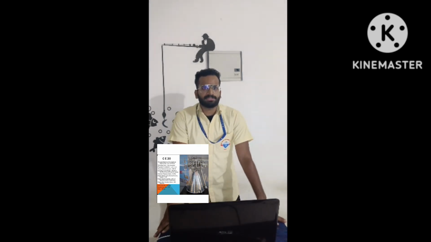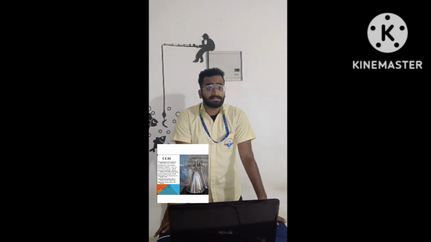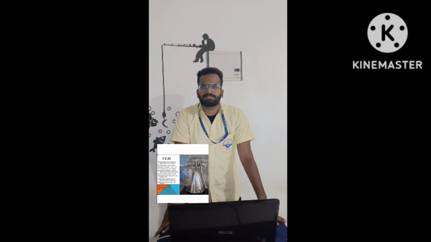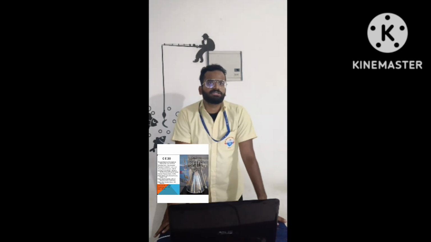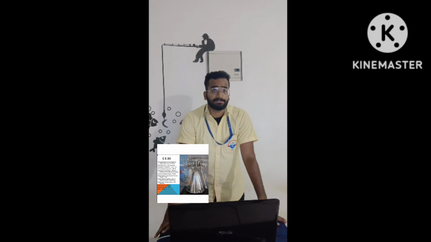The specification of this engine: cycle is gas generation, propellant combination is liquid oxidizer, thrust nomination 2200 kN, operating thrust range is 180 kN to 220 kN, chamber pressure 6 MPa, engine mixture ratio is 5.05, specific impulse 443 plus or minus 3 seconds.